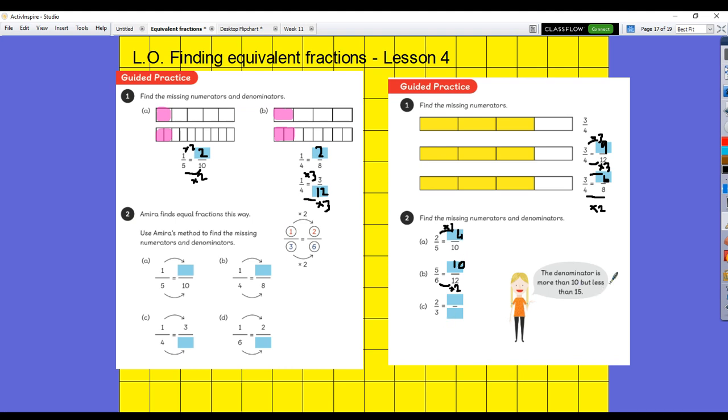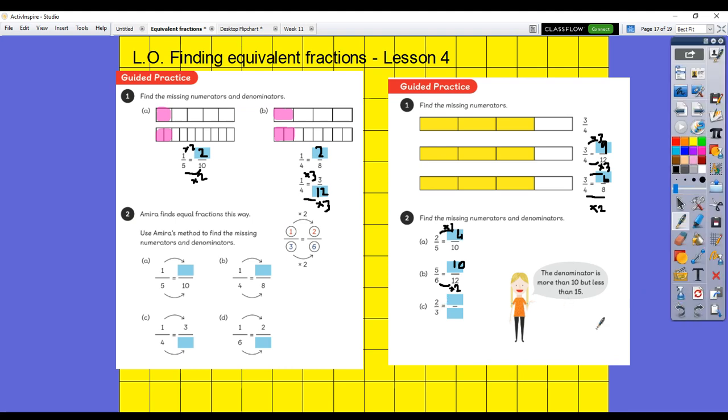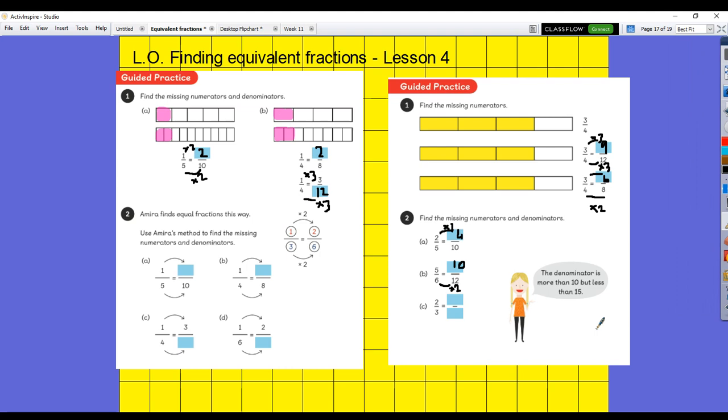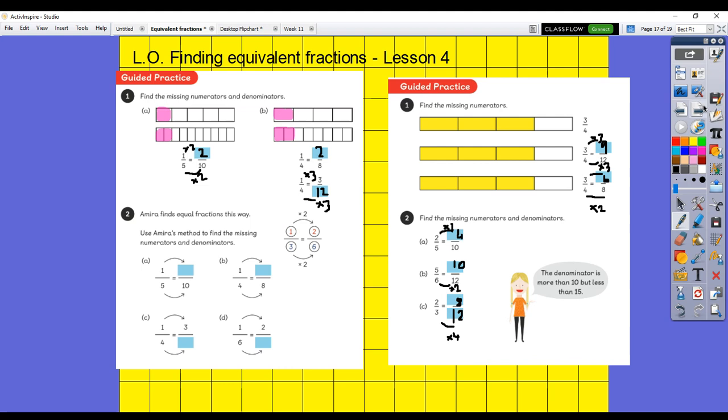The denominator is more than 10, but less than 15. So it has to be in the 3 times table. So 3, 6, 9, so it's more than 10, 12, 15. So it's going to have to be 12. So 3 times 4 is 12, and 2 times 4 is 8. So we've got 8/12. Remember, whatever you do to the numerator, you have to do to the denominator.